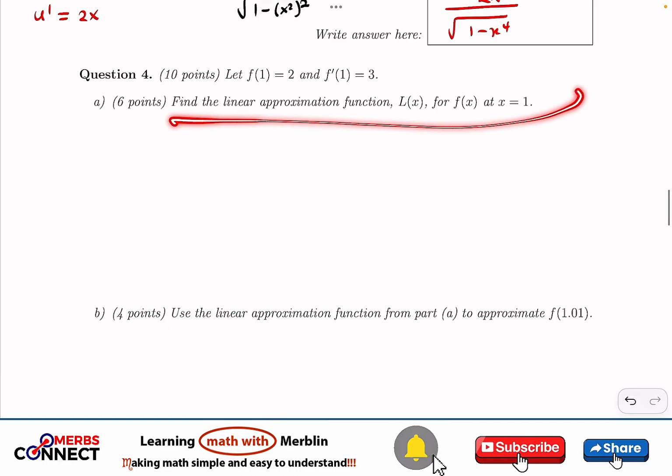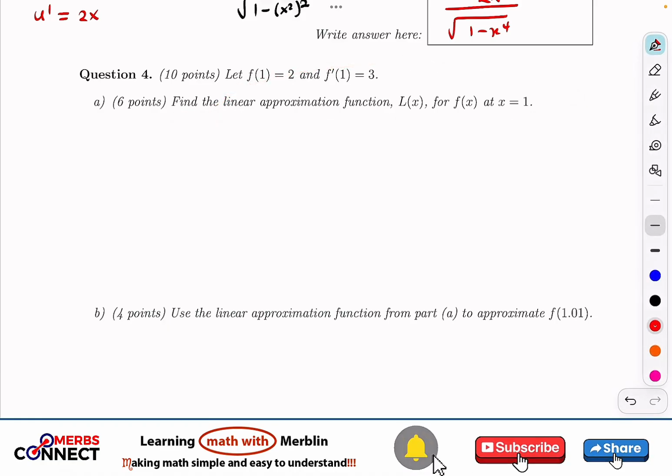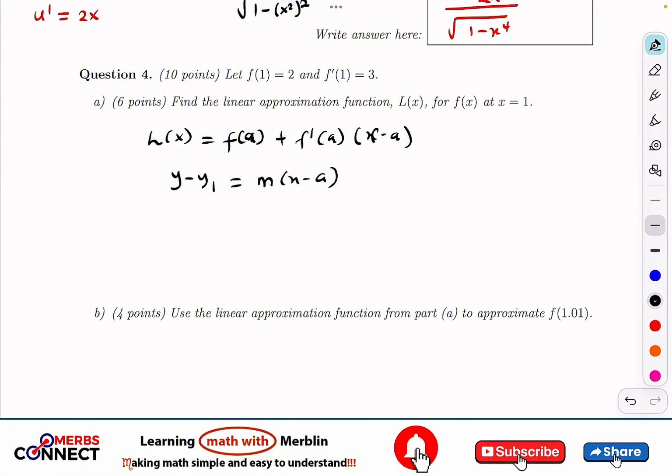Now let's look at the linear approximation here. Remember, for linear approximation, the function is equal to f of a plus f prime of a times x minus a, right? This is how it's supposed to be. And this is similar to the equation of the tangent line, which is y minus y1 equals m times x minus x1. It's the same thing. If I make y the subject, I have y1 plus m times x minus x1.